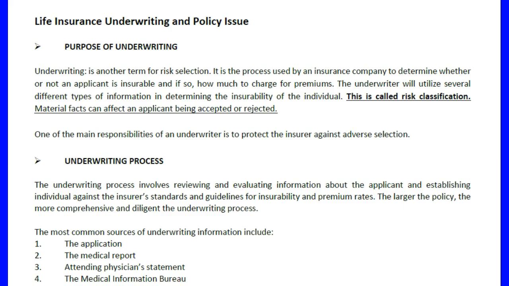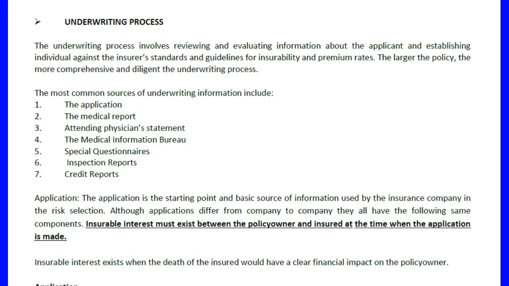It's time to study. Let's talk a little bit about life insurance underwriting and policy issue. Purpose of underwriting. Underwriting is another term for risk selection. It's a process used by insurance companies to determine whether or not an applicant is insurable, and how much they're going to pay for premiums. This is what you call risk classification. So let's go through the process.